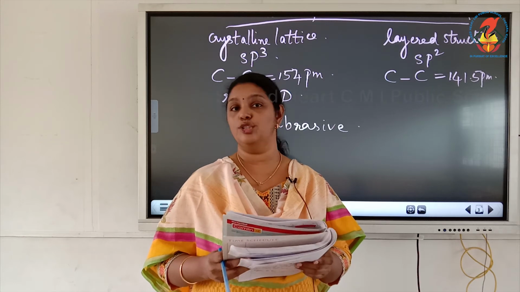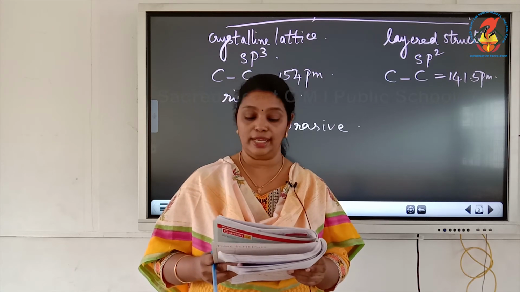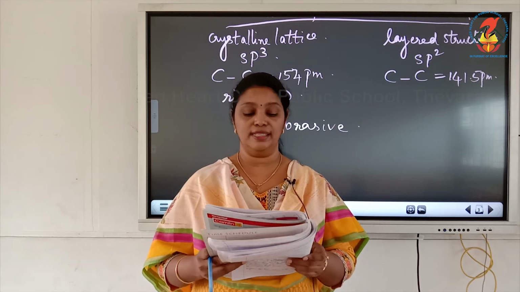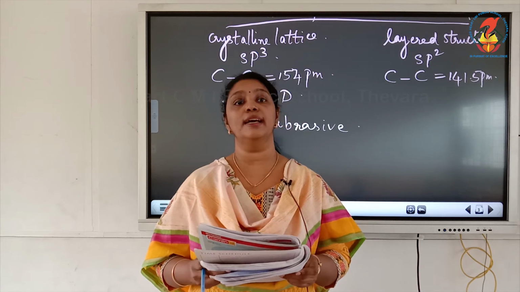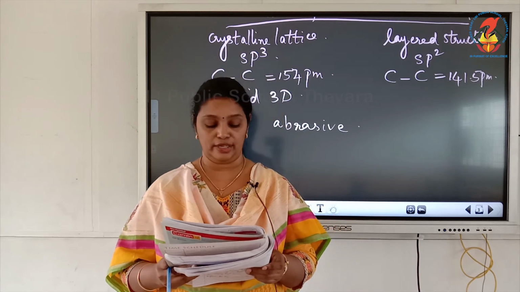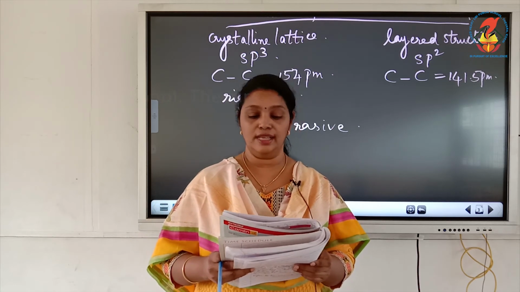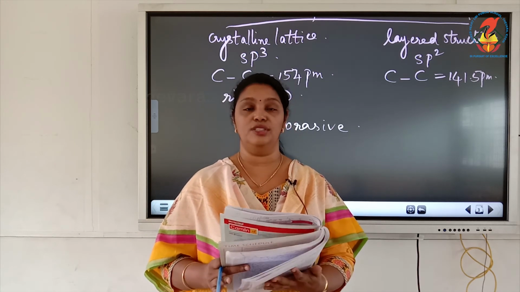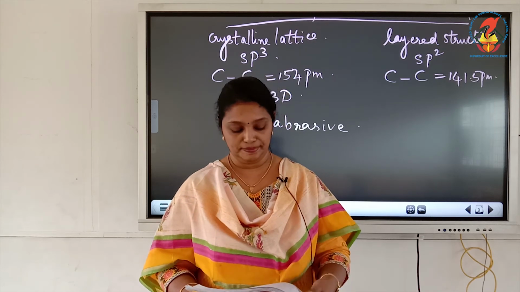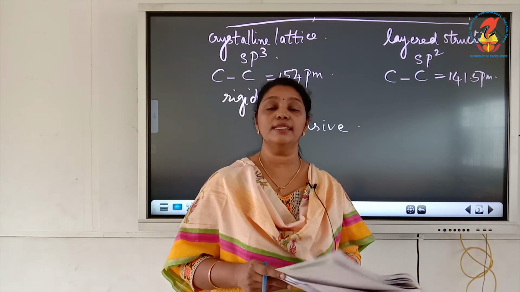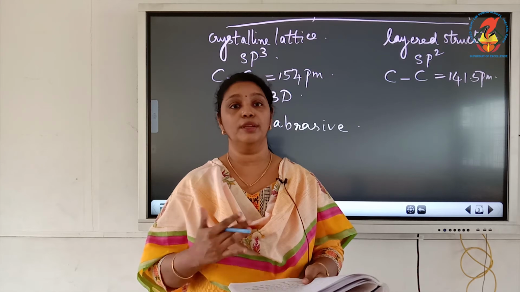Now, diamond has no free electron, graphite has free electrons. Next, diamond is a bad conductor of heat and electricity, graphite is a good conductor of heat and electricity. Next point, diamond is the hardest naturally occurring substance, whereas graphite is slippery and is used as a lubricant. Now, let us discuss some more questions from group 14.